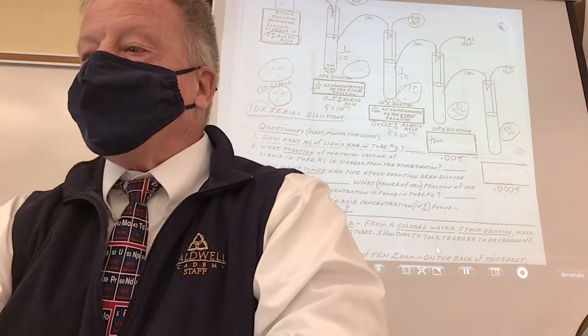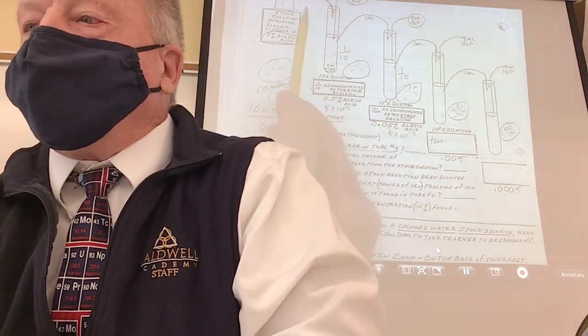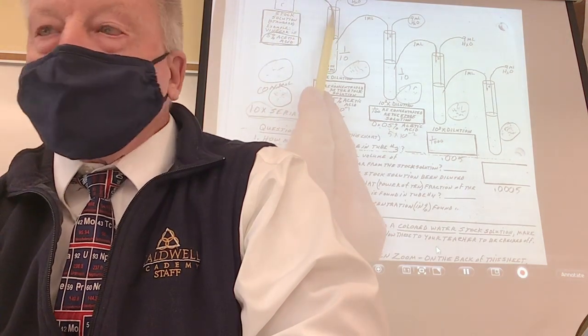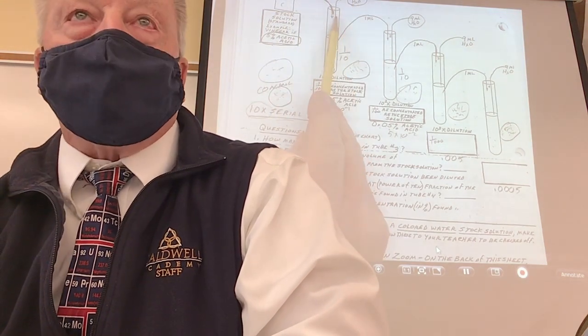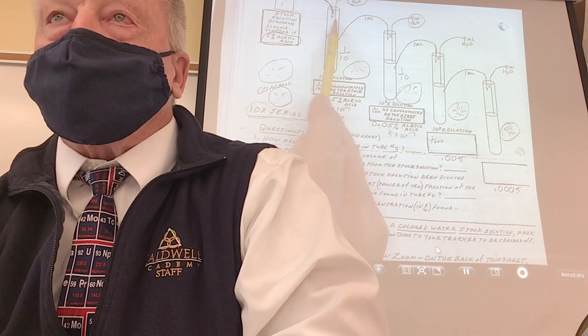So, all right, so then if you were to take one piece of this out and add 9 mils of water to dilute it, then how many pieces are in this tube again?